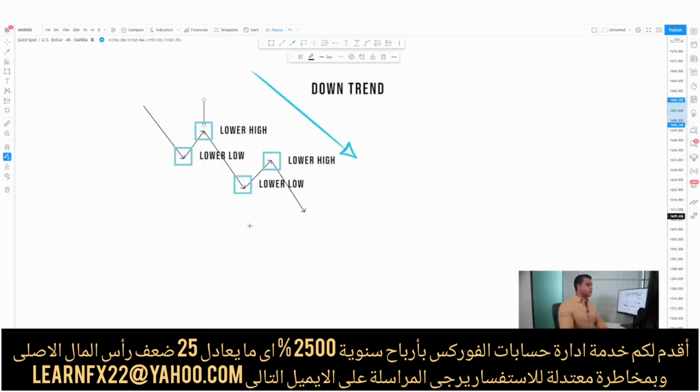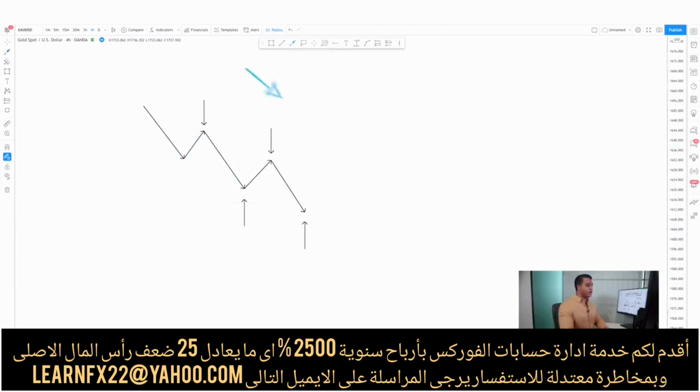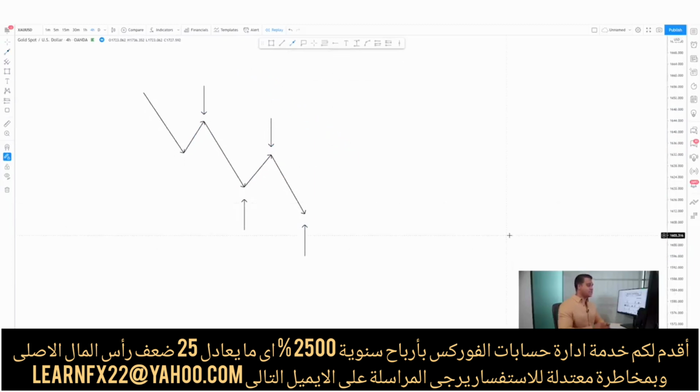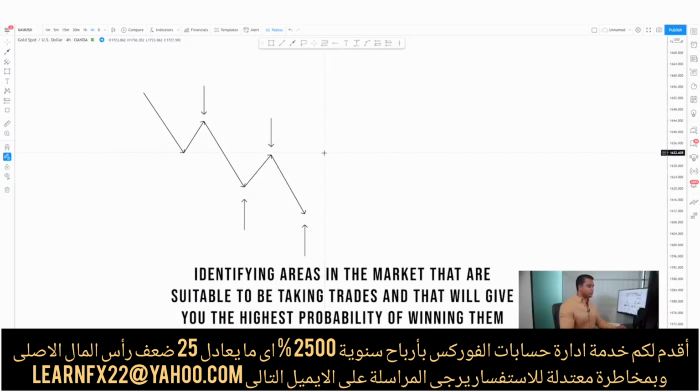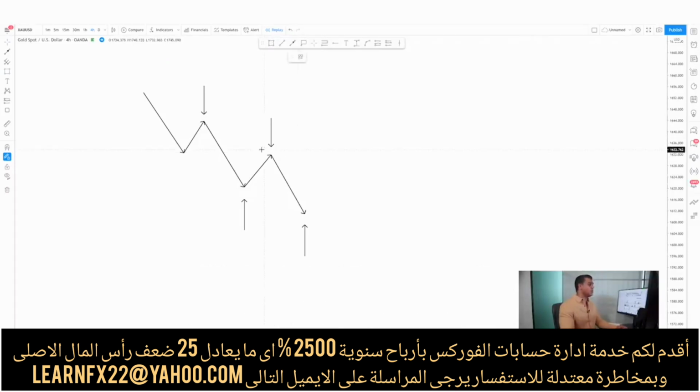This will classify as your lower high, this is your lower low, this is your lower high, and this is your lower low. Now, when we're trading, a lot of traders tend to get into trades really late, especially when the markets are trending, because they sit there most of the time watching it move down without getting in. Well, what we're going to be doing today is identifying areas in the market that are suitable to be taking trades and that will give you the highest probable opportunity of winning them. That area, especially in a downtrend, is classed as a lower high.